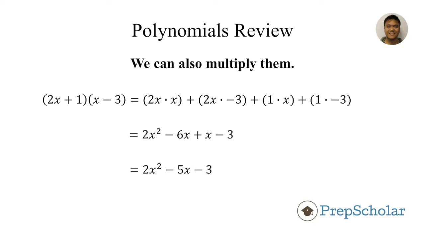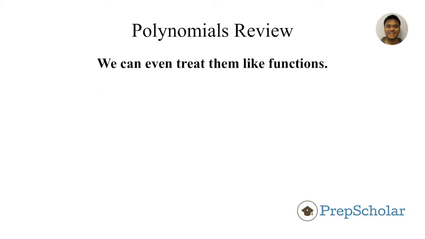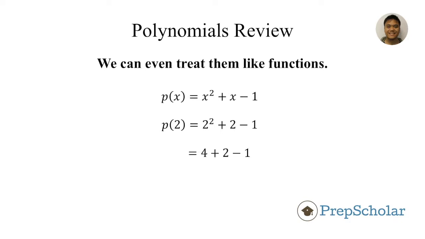That's not all you can do with polynomials. You can even treat them like functions. For example, we can write a function p of x and set it equal to the polynomial x squared plus x minus 1. And then we could plug in 2 for x in order to find the output. P of 2 is equal to 2 squared plus 2 minus 1. We just plugged in 2's for x's. When we simplify, that gives us 4 plus 2 minus 1, which gives us 5. So we've done a lot of things with polynomials already.